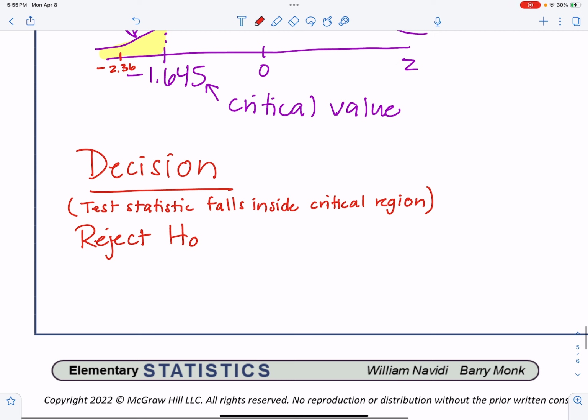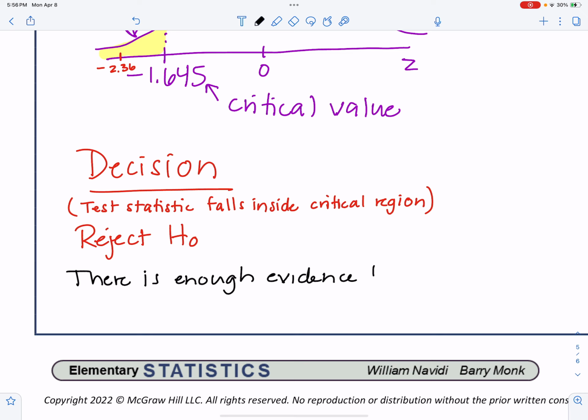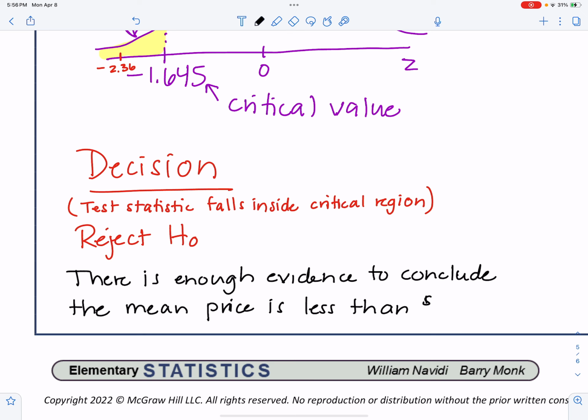And then the last thing I'm going to do here is just interpret that decision. Remember, if you reject the null hypothesis, it means you are proving that the alternate is true. So because I was able to reject the null hypothesis, I'm going to state there is enough evidence to conclude, and what's in my alternate hypothesis is that the mean price is less than $4.07.